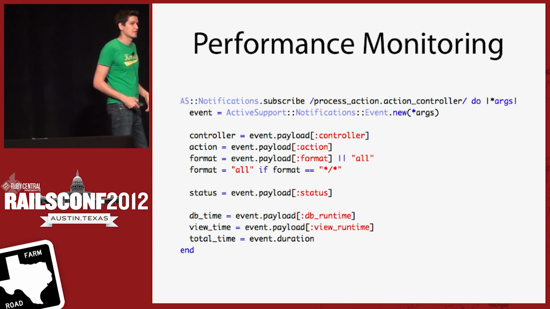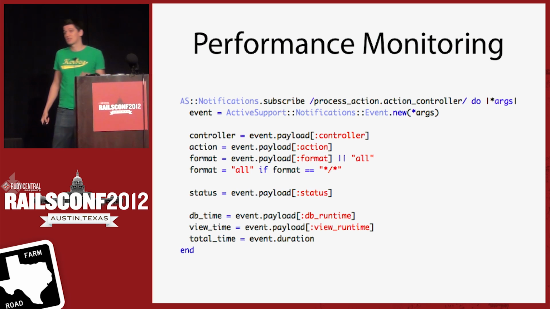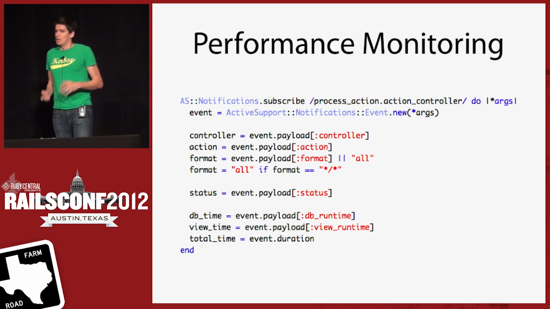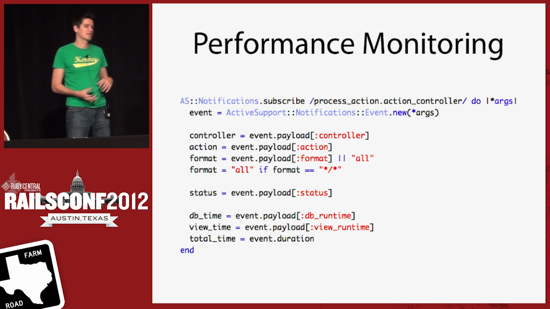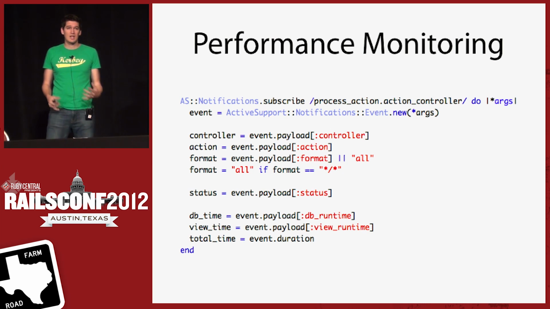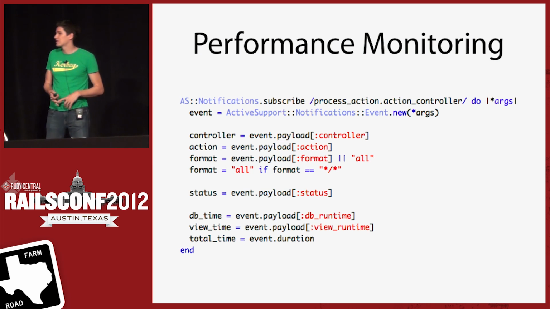OK, so let's dive into one of these. What can we really do with this? Let's look at Action Controller's process action event. I think this is a really big one. There have been some great blog posts about this. Basically, this is going to give you the controller, the action, the format, the status code that was returned, along with timing information for the entire request, and broken out by view timing, database timing.